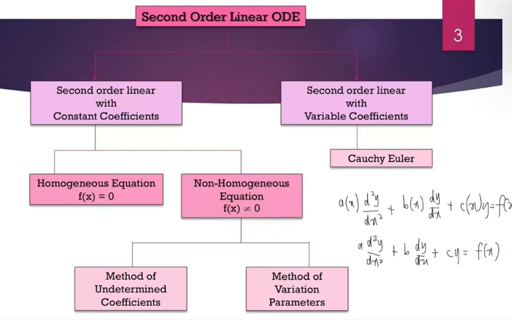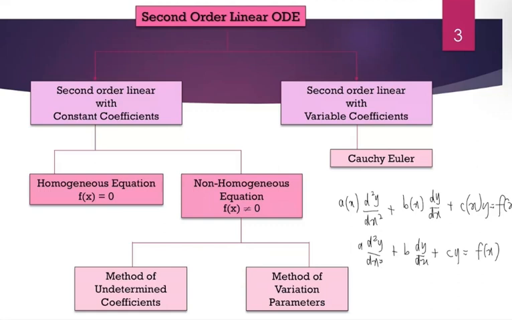So I hope you do not confuse the term homogeneous with the first order. In first order, we also have a term for homogeneous equation, so do not confuse it with the first order differential equation. Here homogeneous means f(x) equal to 0, and non-homogeneous means our function f(x) not equal to 0. If our function is non-homogeneous, then there are two methods to solve this equation. The first method is called method of undetermined coefficient, and the second method is variation of parameter.